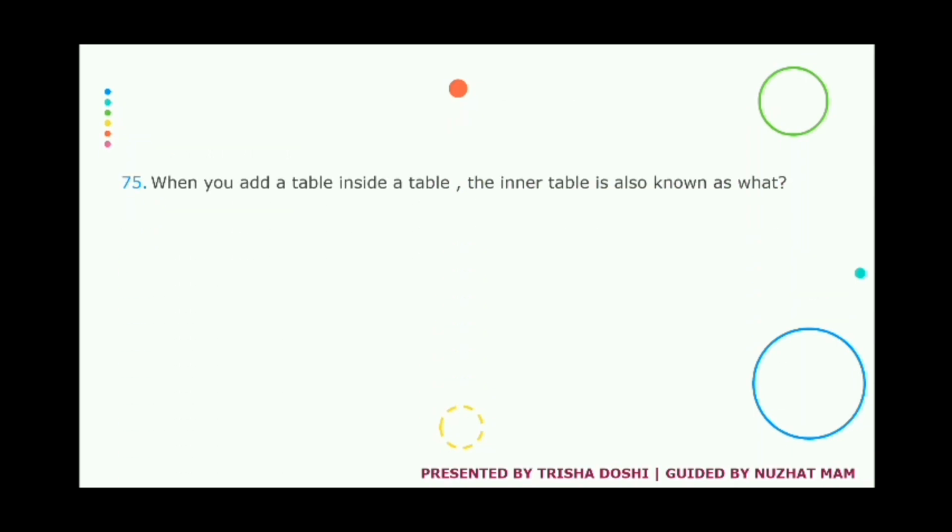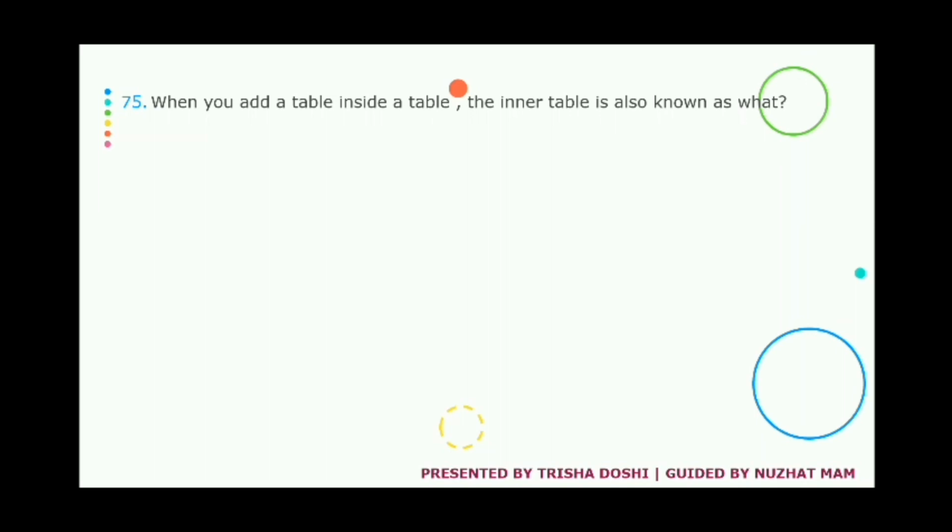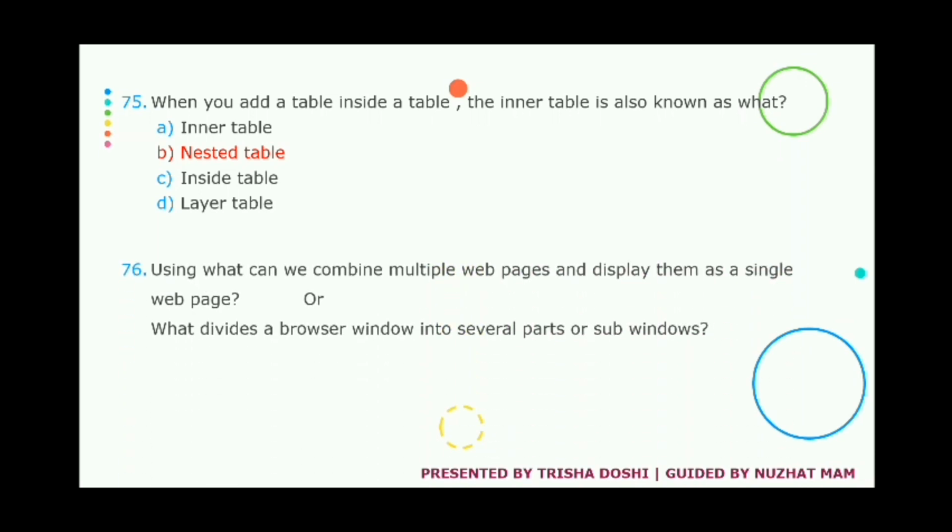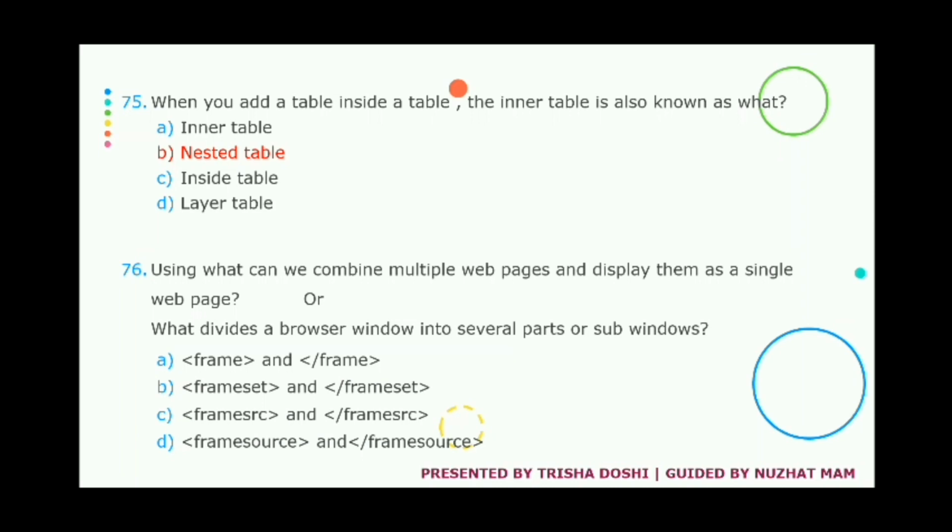Above. Question 75. When you add a table inside a table, the inner table is also known as what? A. Inner table, B. Nested table, C. Inside table, D. Layer table. The correct answer is B. Nested table. Question 76. Using what can we combine multiple web pages and display them as a single web page? Or what divides a browser into several parts or sub-windows? A. Frame tag pair, B. Frame set tag pair, C. Frame src tag pair, D. Frame source tag pair. The correct answer is A.